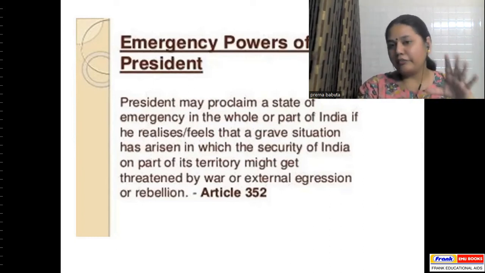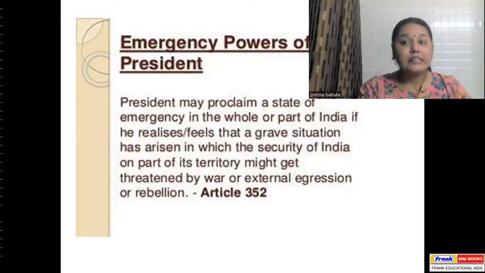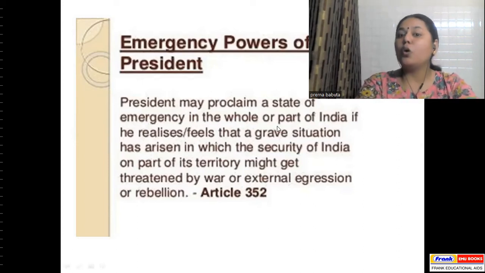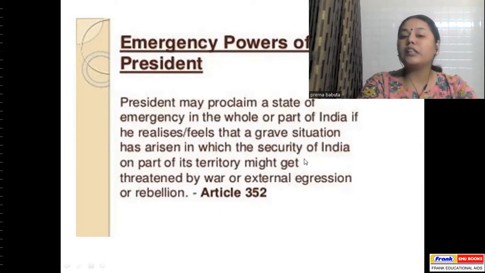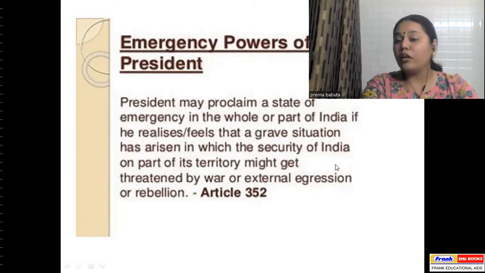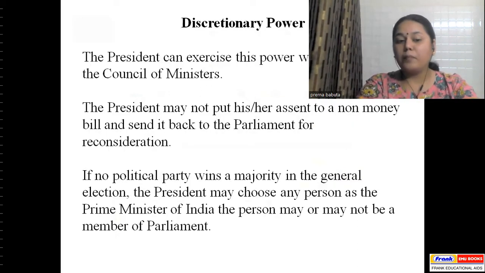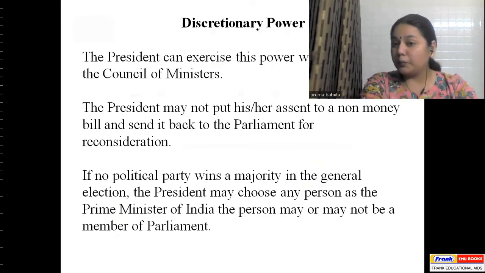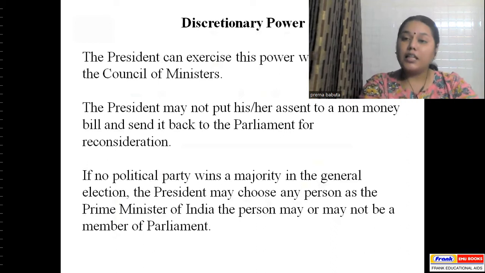So in this kind of a situation, which is an emergency, as we call it, the president has a certain set of powers. What is this? He may proclaim a state of emergency in the whole or part of India if he feels that a grave situation, a serious situation, has arisen in which the security of India or part of its territory might get threatened by war or external aggression or rebellion. That is also a part of the emergency power. So if the president feels that there's a need to announce an emergency, he or she can do that.